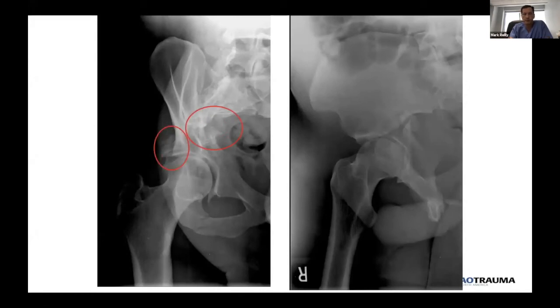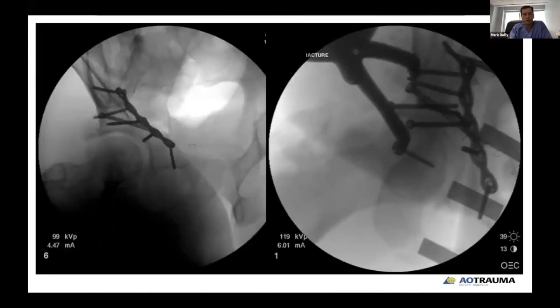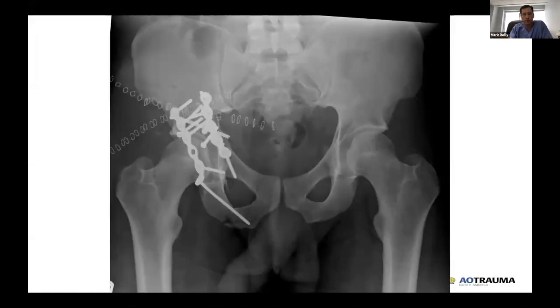In addition, we have a posterior wall component, so we know we are going to need to have a posterior approach at one point. And so here again, we approach this sequentially with an anterior approach to reduce the anterior column component because of that comminution along the pelvic brim, followed by a posterior approach for the posterior column component.